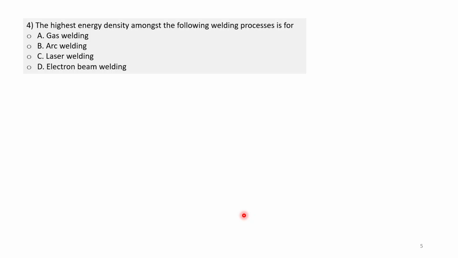Next is, the highest energy density amongst the following welding processes is for. Your options are gas welding, arc welding, laser welding, and electron beam welding.